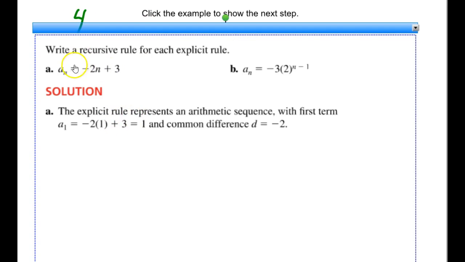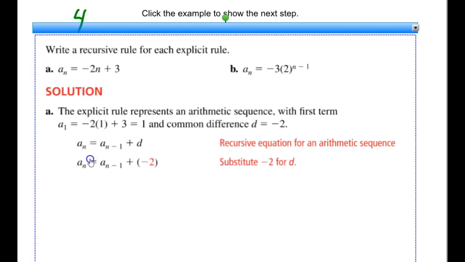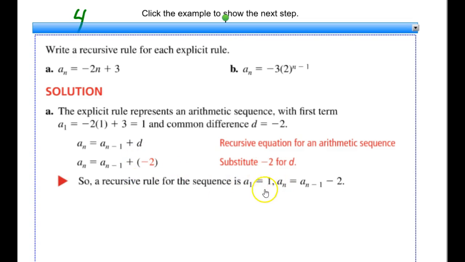Okay, so I can see that this first one is an arithmetic sequence because I'm adding or subtracting something. I know that my first term is when I put in a 1 for n, so I end up with negative 2 plus 3, so my first term is 1, and I know my common difference is negative 2. Right, and that common difference is always going to be the thing that I'm multiplying my variable by. So now that I have all the things that I need, I can go ahead and write my recursive rule. I know my common difference is -2, and then to finish my recursive rule, I have to include what my first term is, right? My a sub 1 equals 1, and then I can write the rest of my rule.